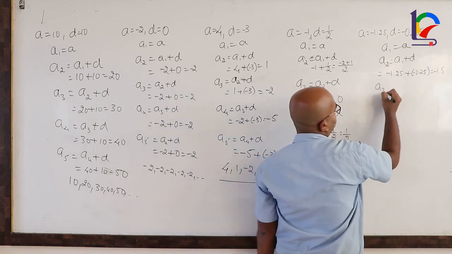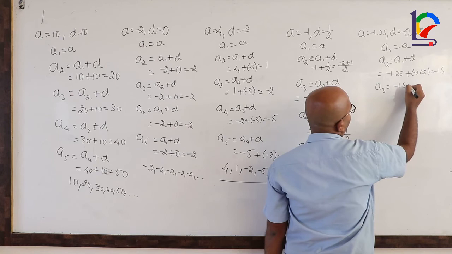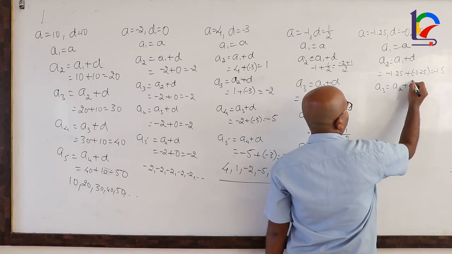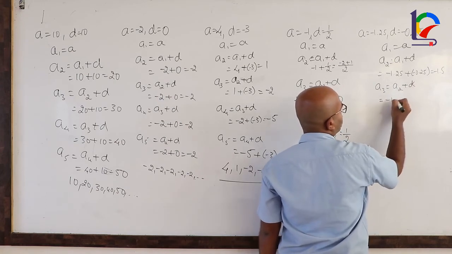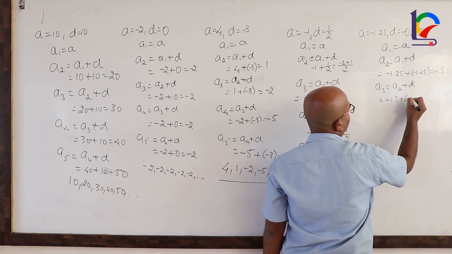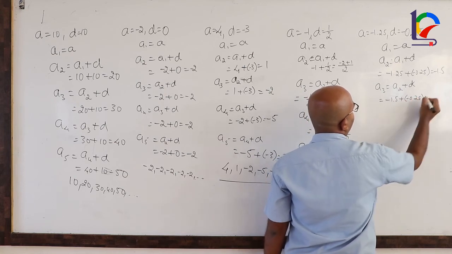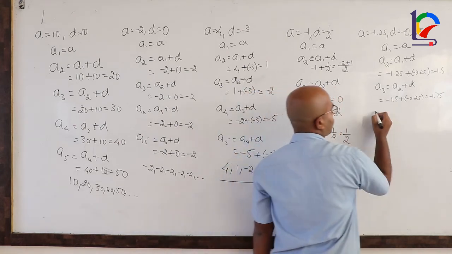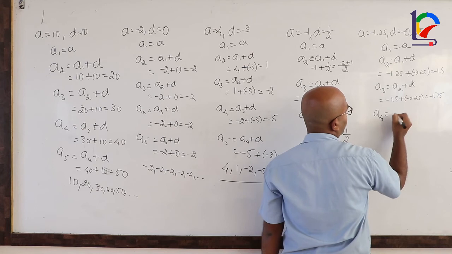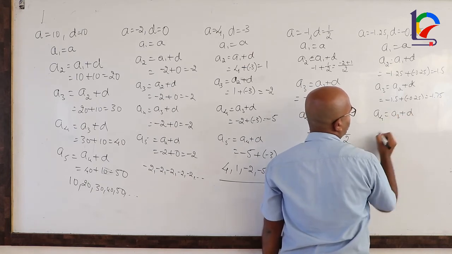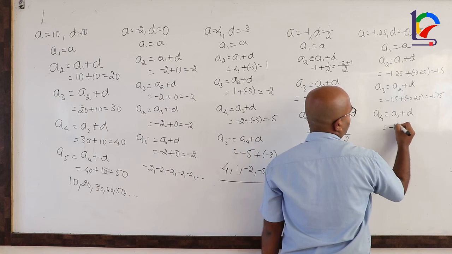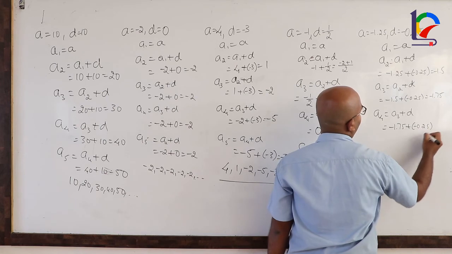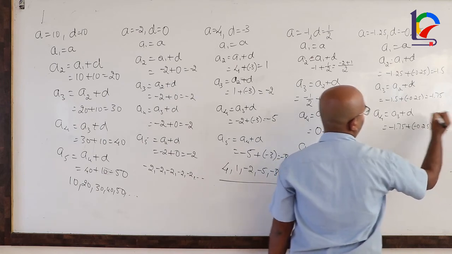Third term, minus 1.5 plus, that is second term, plus the common difference. Second term is minus 1.5. Common difference is minus 0.25. So it is minus 1.75. So next, fourth term, third term plus the common difference. What is the third term? Minus 1.75. What is the common difference? Minus 0.25. So that is minus 2.